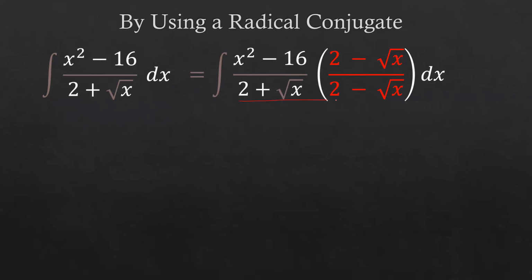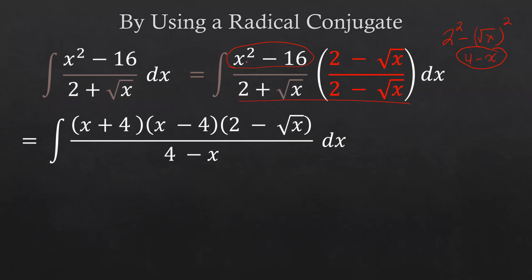This part right there is going to become 2 squared minus square root of x squared. That's the difference of squares, right? And that would be 4 minus x. And that is nice because notice what you have up here: x squared minus 16, right? And x squared minus 16 can be factored into (x plus 4)(x minus 4). So then that is going to divide out with your 4 minus x in the denominator.